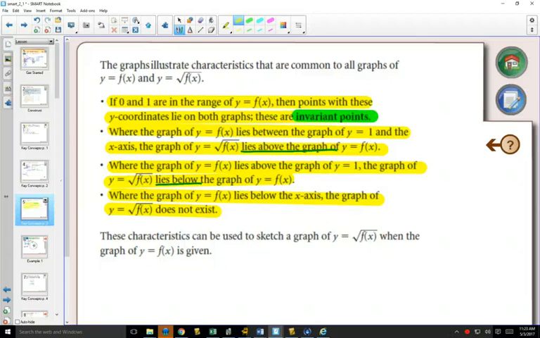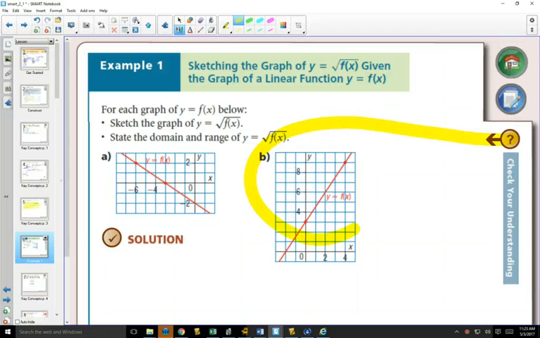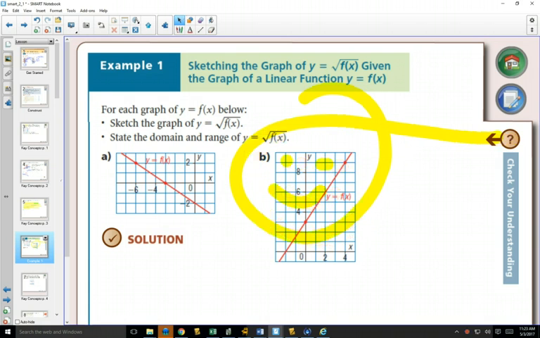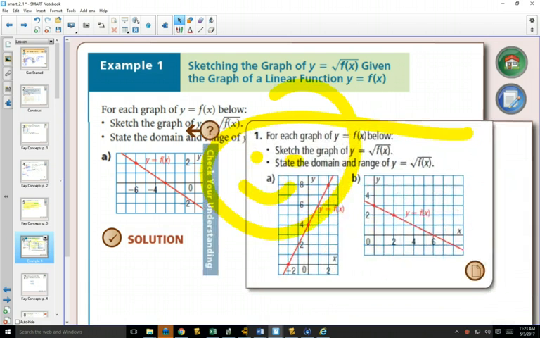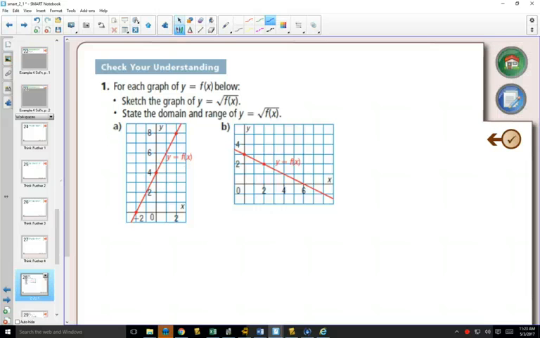So here's example 1. On these same graphs, we're going to sketch the square root of f of x. We're not going to worry about doing our transformations. We're going to use our new technique. So in our new technique, the first thing you're going to look for are those invariant points. Where is the y value equal to 0, if there is one? Where is the y value equal to 1, if there is one?